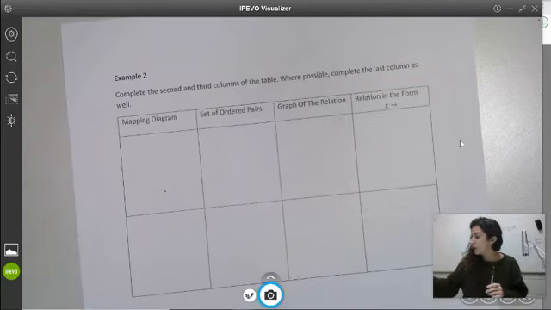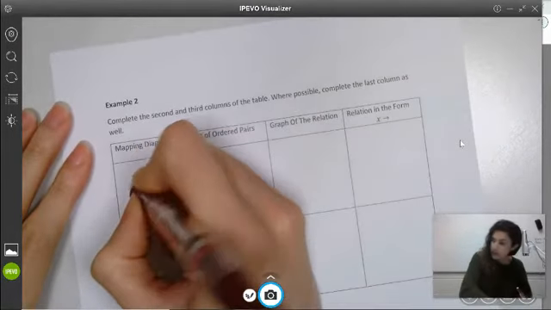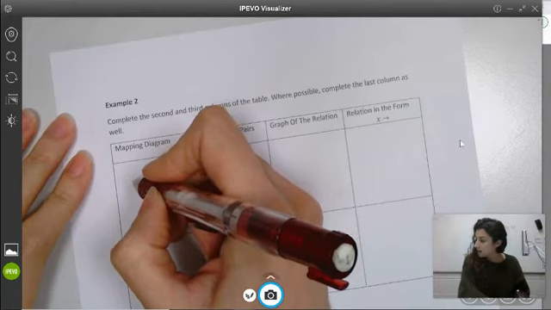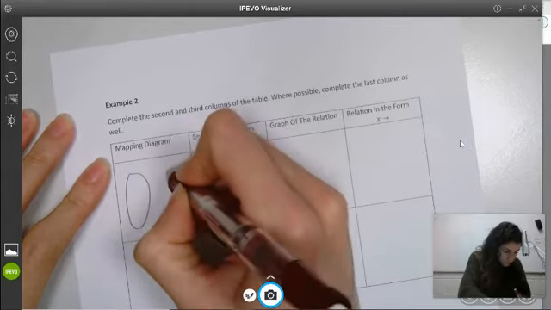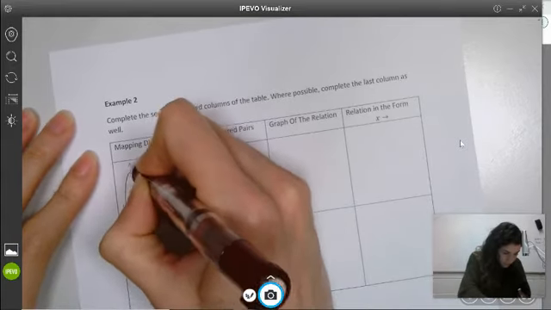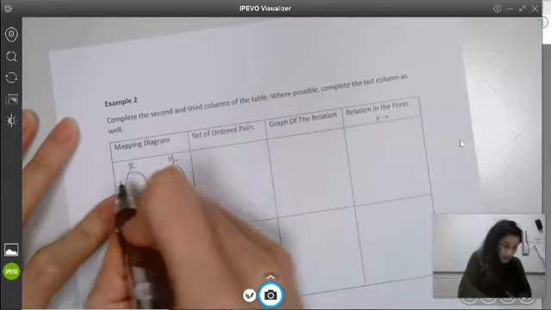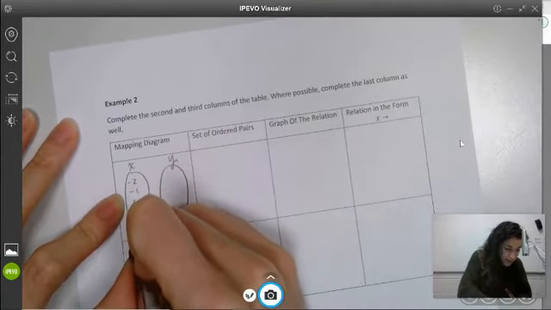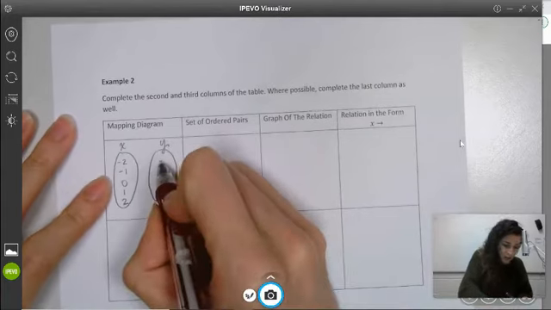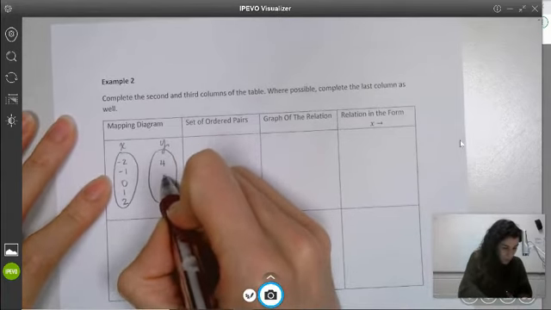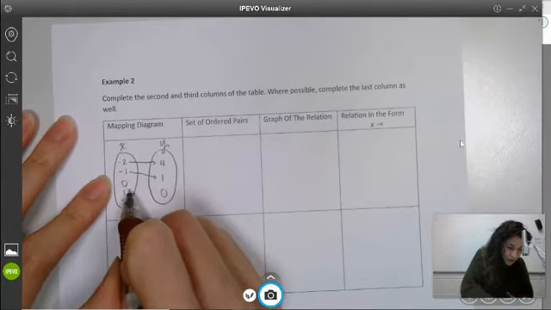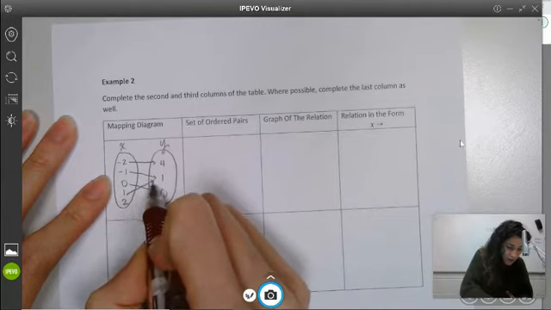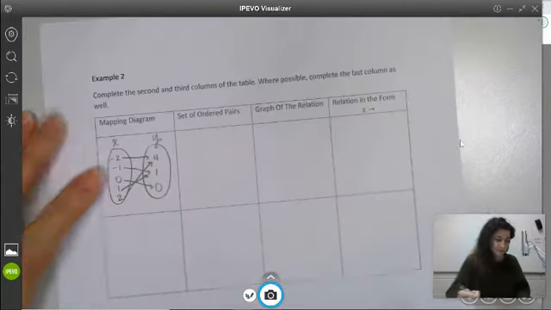Practice also our mapping diagrams. So I'm going to give you this mapping diagram, where we've got -2, -1, 0, 1, 2, and then we've got 4, 1, and 0. And I'm going to say -2 goes to 4, -1 goes to 1, 0 goes to 1, 1 goes to 1, and 2 goes to 4.